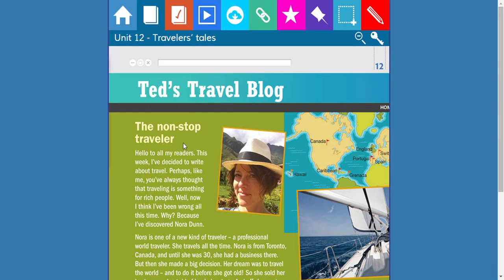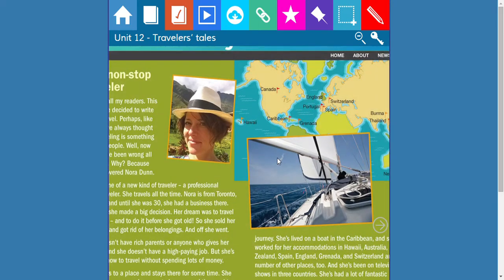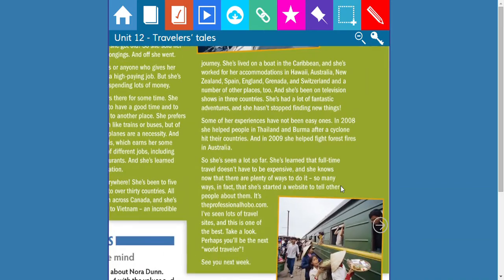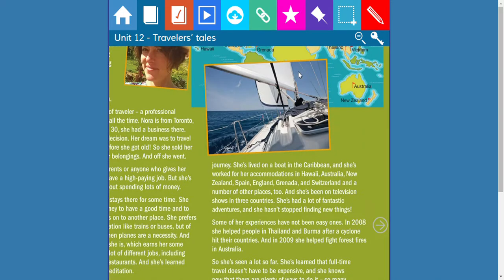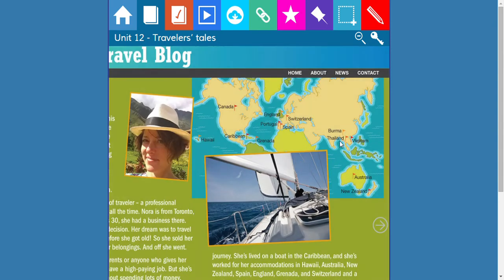The non-stop traveler. What is non-stop? No para. Okay, la viajera que no para. So we have the pictures. Now here's another picture. They look like Chinese people, and in this part it says that they go to Thailand or Vietnam. So could be one of those places.